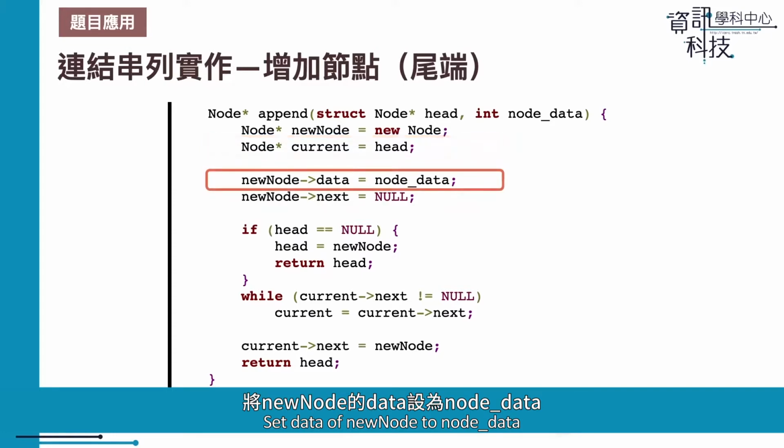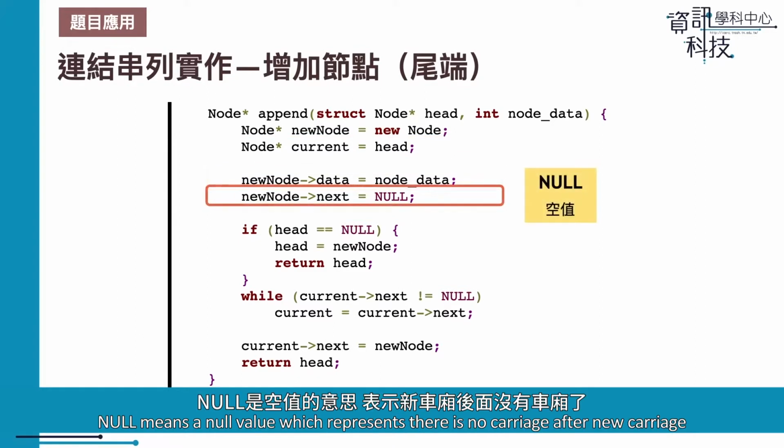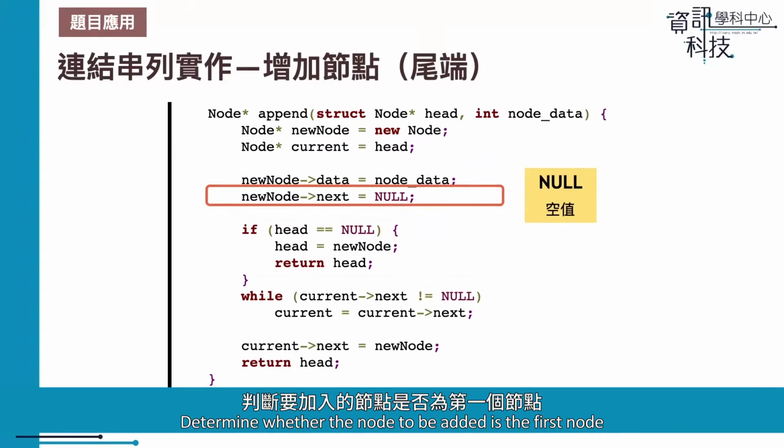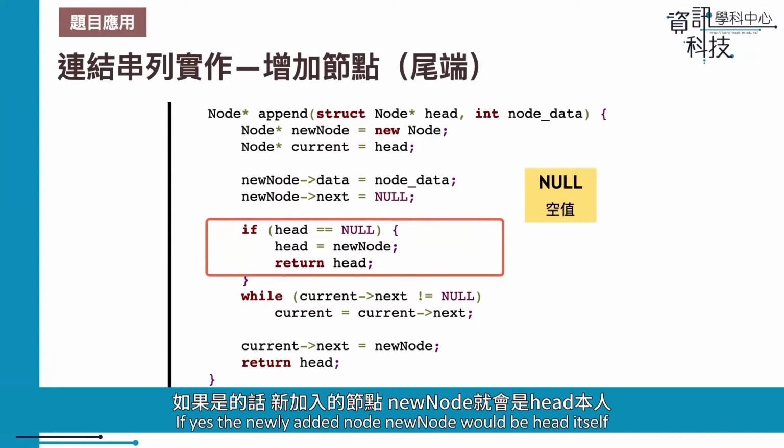Set data of new node to node data. Then there are passengers on our new carriage. Set next of new node to null. Null means a null value, which represents there is no carriage after the new carriage. Determine whether the node to be added is the first node. If yes, the newly added node, new node, would be head itself.